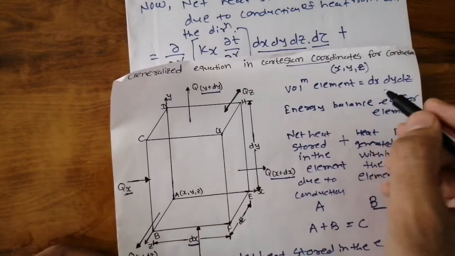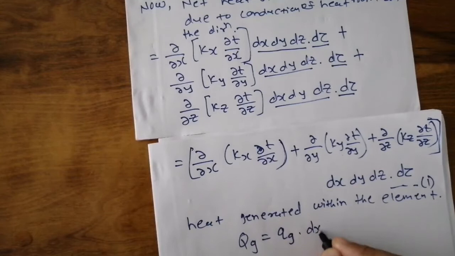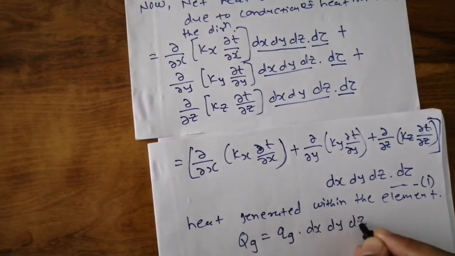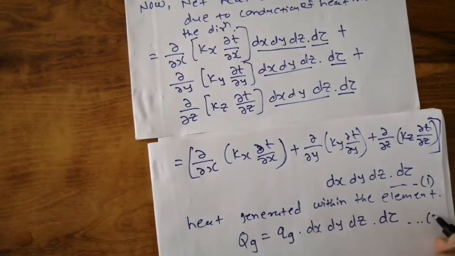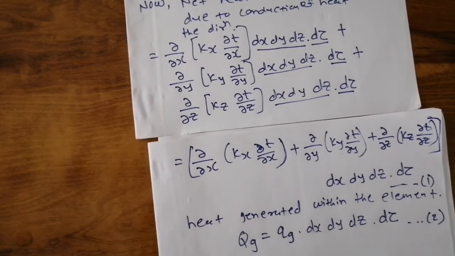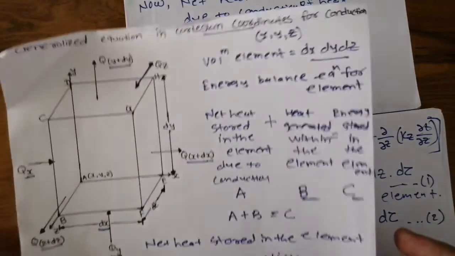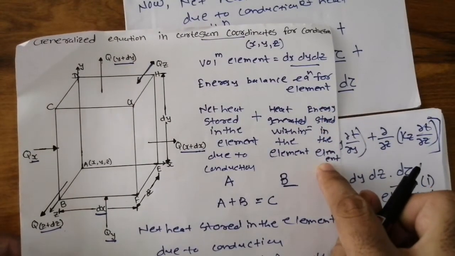So already I told you the volume of the element is dx dy dz, and in unit time we consider del tau. That is our equation number 2. The first equation we found is for the conduction, the second is heat generated within the element. Now the last one will be found. So what is your last equation? The last equation is energy stored in the element.